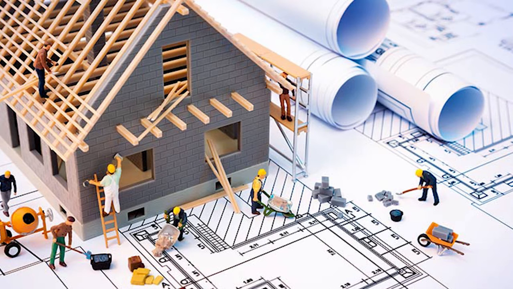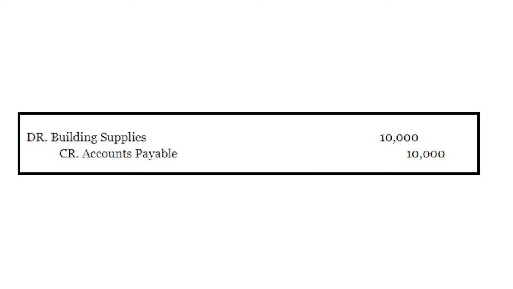Now, here's another example. Last month, Chris Construction purchased $10,000 worth of building supplies using credit. Building supplies and accounts payable each need to be increased by $10,000. To do so, we debit building supplies and credit accounts payable.